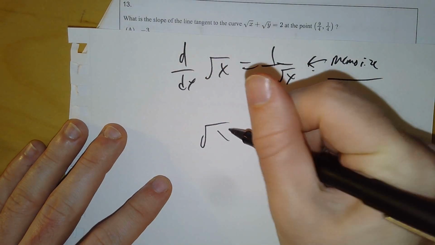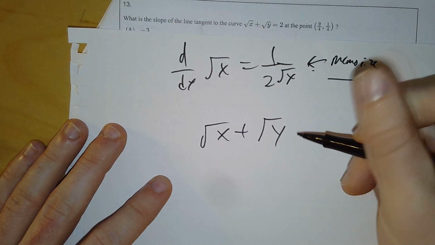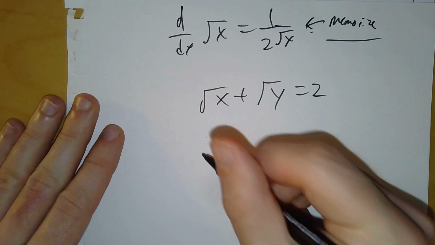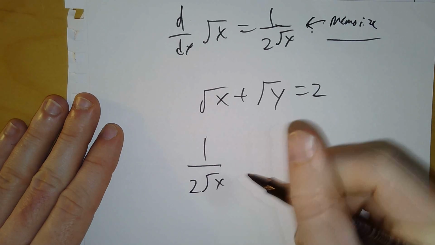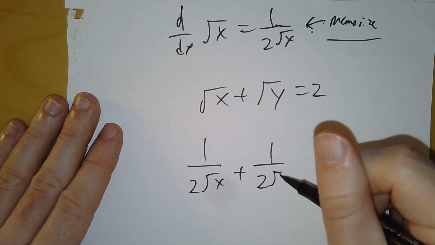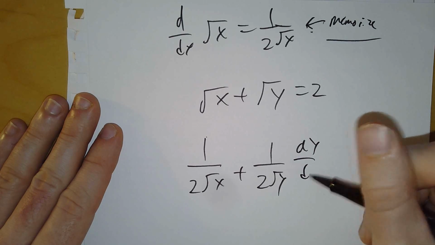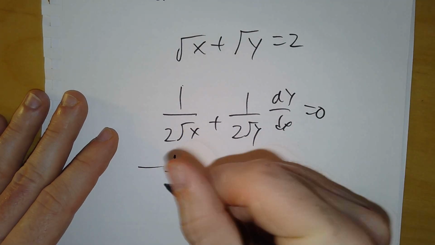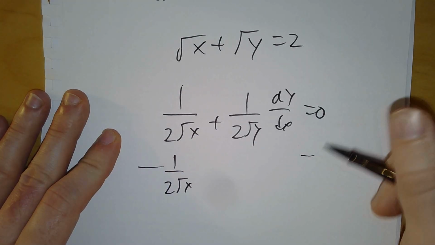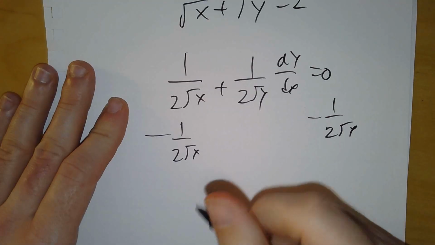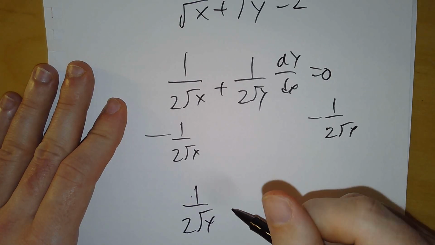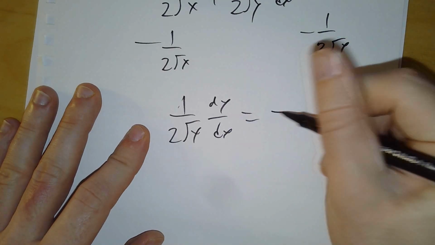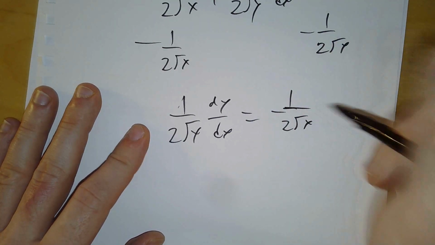Okay, so we have root x plus root y equals 2. Differentiate that. We're going to get, again, based on our derivative, 1 over 2 root x plus 1 over 2 root y dy dx equals 0. So that means just subtract 1 over 2 root x from both sides. And we'll have 1 over 2 root y dy dx equals negative 1 over 2 root x.